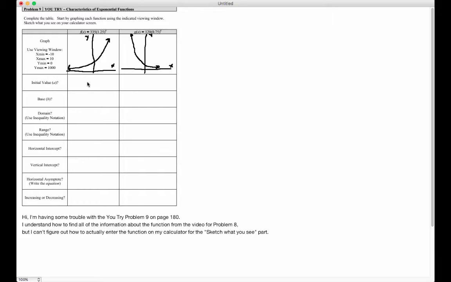Okay. All right, so what was the initial value a? Well, we know that all of these functions, or these two that we're looking at, are of the form f of x is equal to a times b raised to the x, where a right here, that's our initial value. So in the first one, our initial value was 335, and our second function was 120. The base b in the first function was 1.25, and the base b in the second function was 0.75. What was the domain? I love the domain of exponential functions. It's negative infinity to positive infinity. It's the I want it all domain.